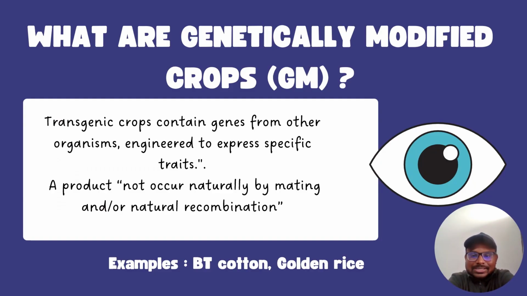Before discussing the legal regulations, we should know what exactly genetically modified crops are. These are crops which do not occur naturally, or are not created by natural recombination or a natural method. They are created by us. As per the standard FAO definition, it is a product not occurring naturally by mating or natural recombination. In simple terms, it's a crop that contains genes from other organisms, engineered to express a specific desirable trait. For example, Bt cotton and golden rice.